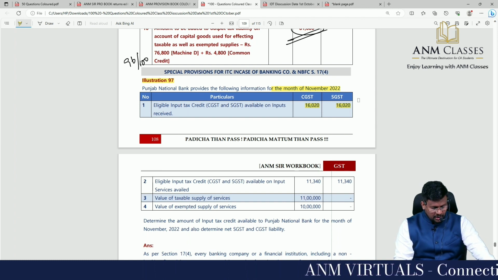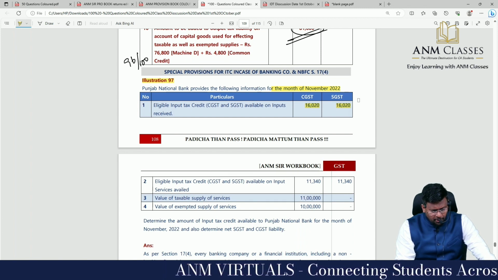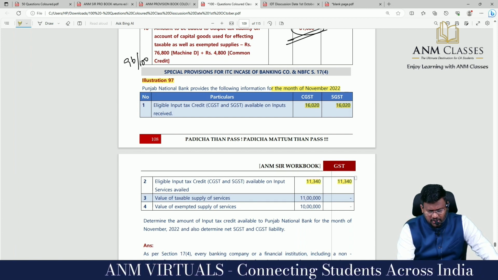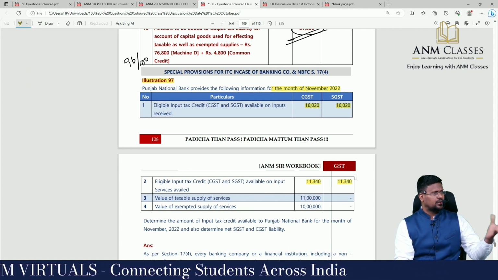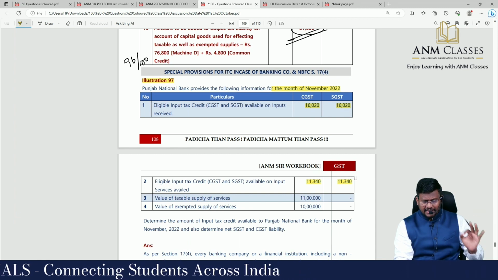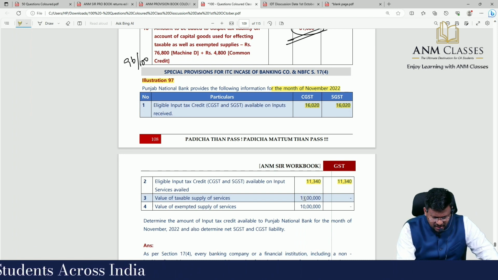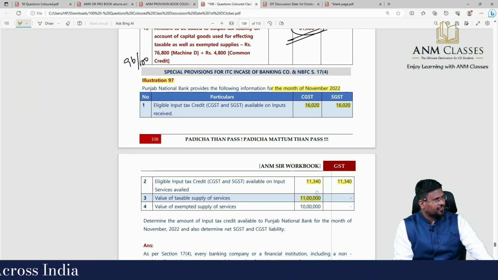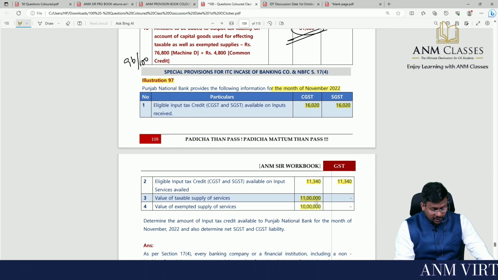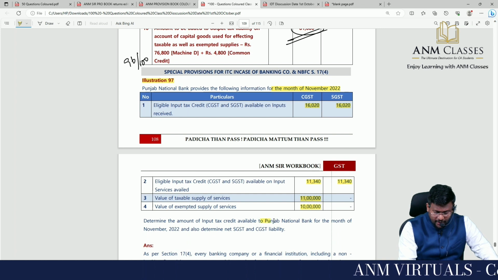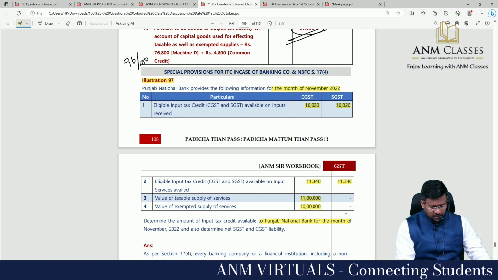Eligible ITC, CGST and SGST available on input service availed: 11,340 and 11,340. If you add, you will get the total ITC available with the bank. Value of taxable supply of service is 11 lakh. Value of exempt supply of service is 10 lakh. Determine the amount of ITC available to Punjab National Bank for the month of November and also determine the SGST and CGST liability.